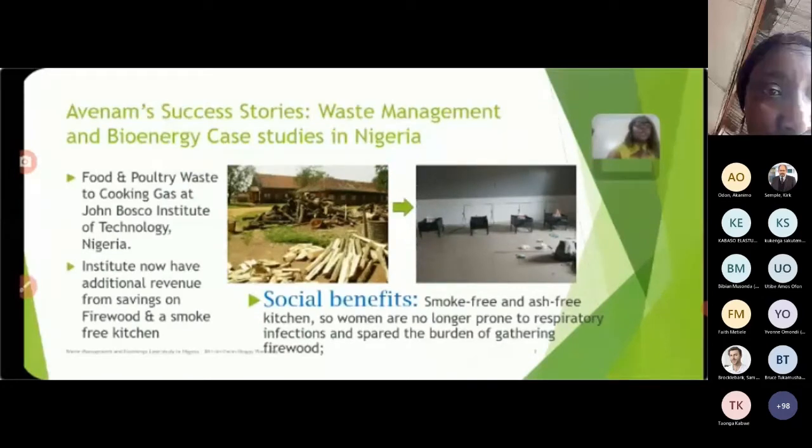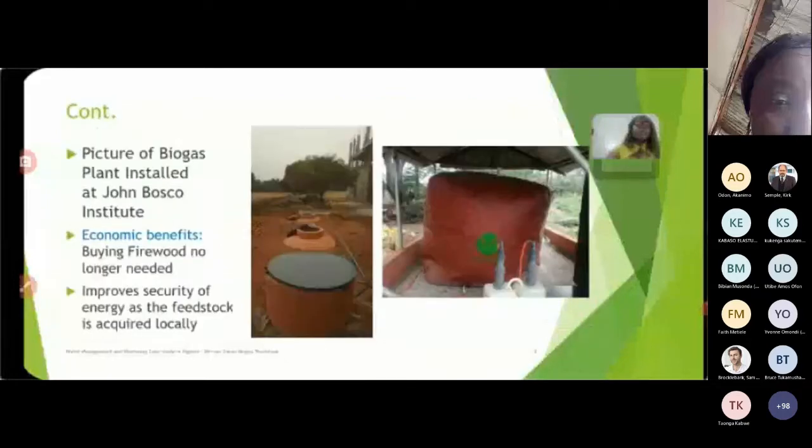Some of our success stories include one we did recently for John Bosco Institute. It's a Catholic missionary. The biogas plant was built to help convert their firewood kitchen into a smoke-free and ash-free kitchen. The Institute now has additional revenue from savings on firewood and a smoke-free kitchen. This was the biogas plant that was built for the Institute, and that's the gas storage bag for them.